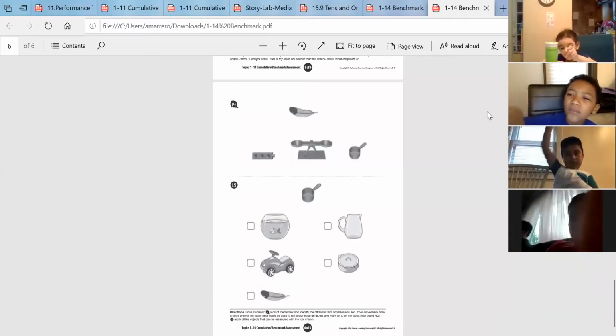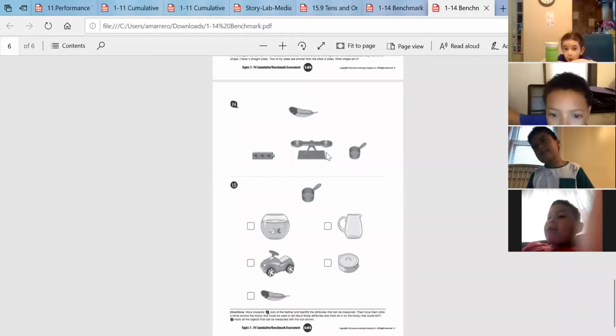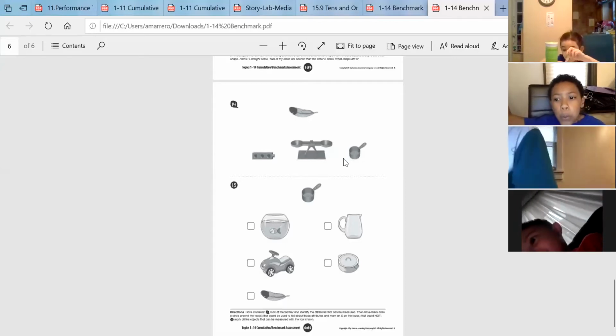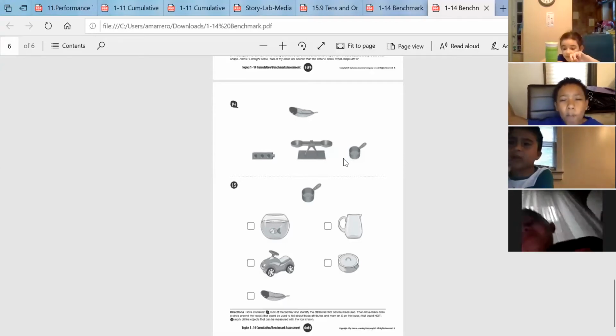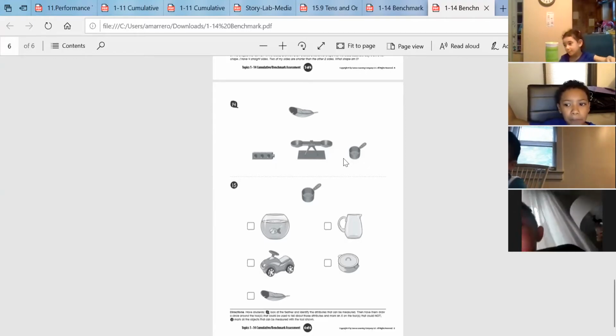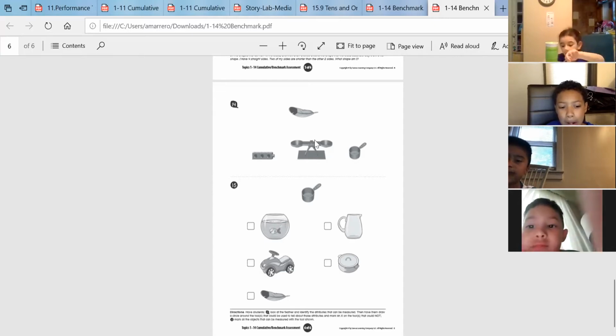Giovanni? The balance scale. The scale, we can see how heavy the feather is. You think the feather's very heavy, Giovanni? The feather? No, it's too small. Yeah, it's too small. What else can we use to measure the feather? So Giovanni said the scale. He's right. We can measure the weight of the feather with the scale.